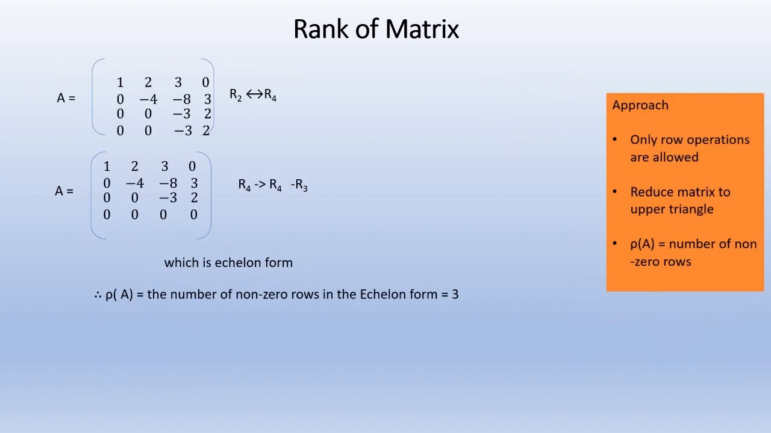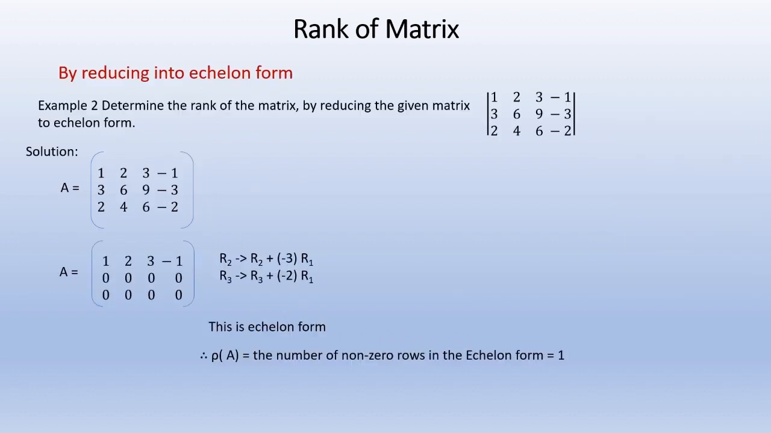Interchanging R2 and R3, we get this. Transform R4 by subtracting R3 from it. We get this upper matrix, and it is in echelon form. The rank of the matrix is equal to the number of non-zero rows in echelon form, which is 3.